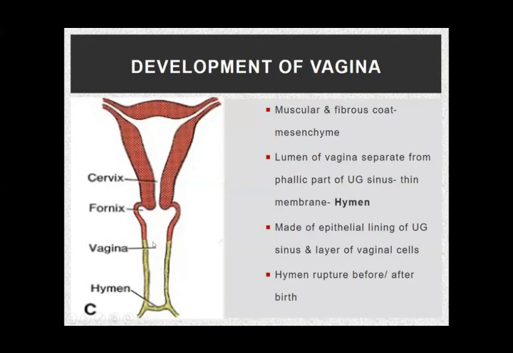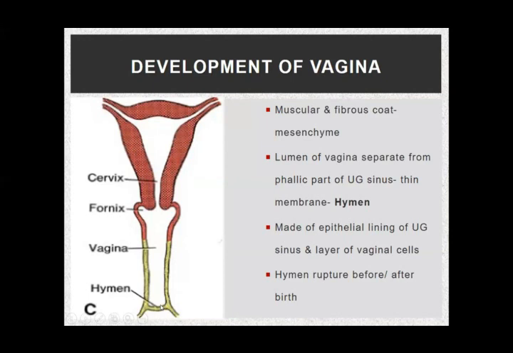Now, the lumen of the vagina, this is a proper canalized vagina. The lumen of the vagina is separated from the lumen of the... Now, over here is the urogenital sinus, and I hope you appreciate that this part is the phallic part of the urogenital sinus. So, the lumen of the vagina is separated from the phallic part of the urogenital sinus by this fold of mucous membrane.